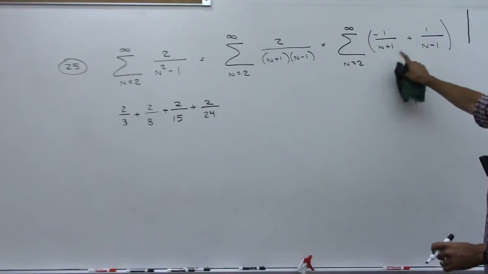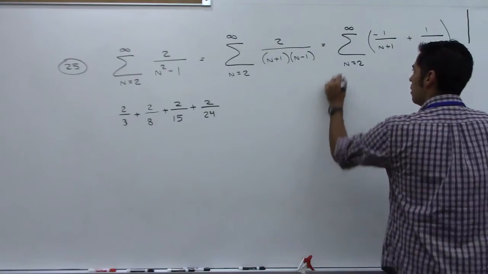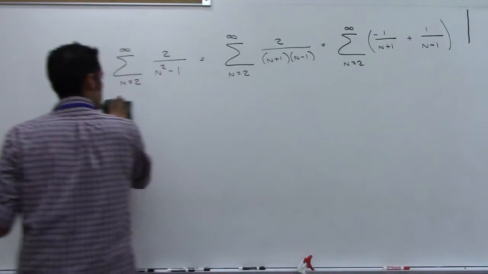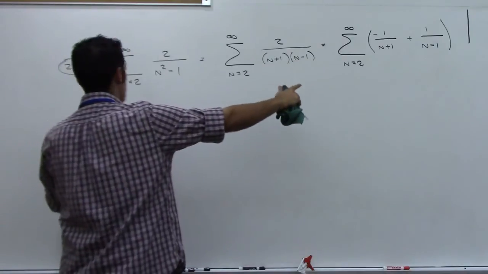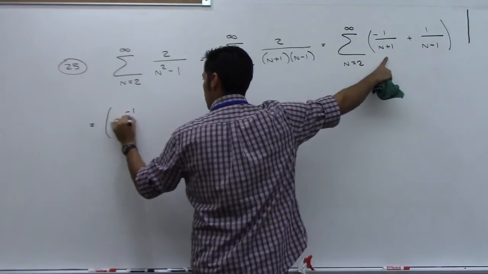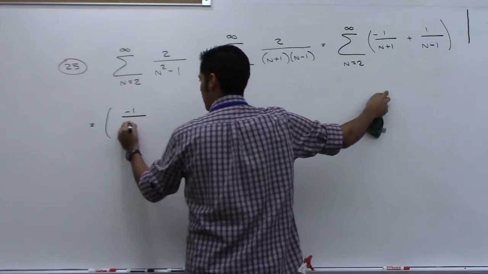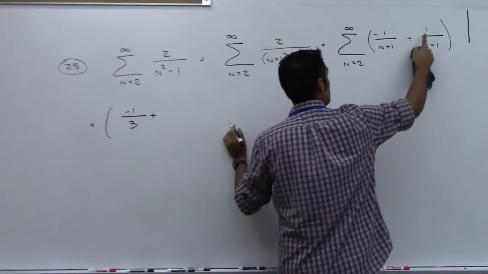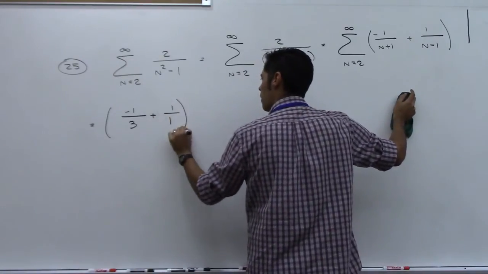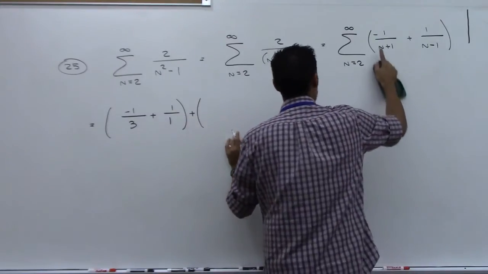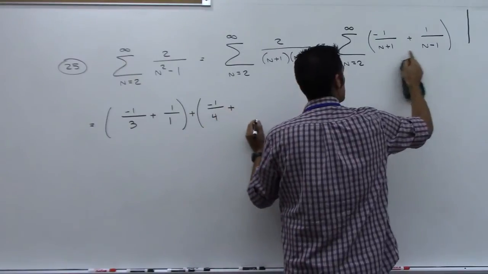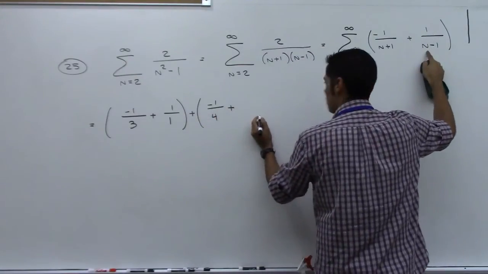But if I rewrite it this way, watch what happens. If I let n be 2, I get negative 1 over 2 plus 1, which is 3, plus 1 over 2 minus 1, which is 1. Plus, now I let n be 3, so I get negative 1 over 3 plus 1, which is 4, plus 1 over 3 minus 1, which is 2.